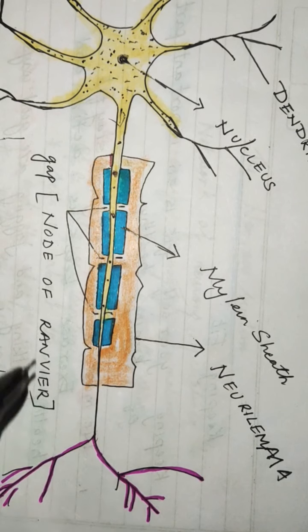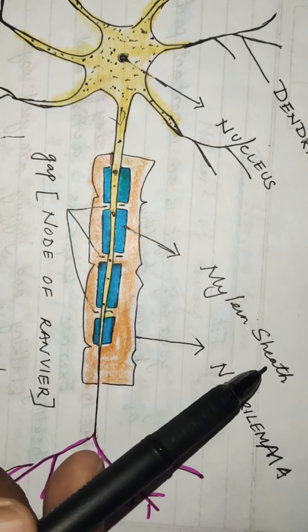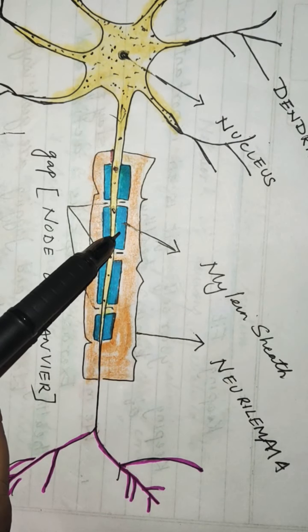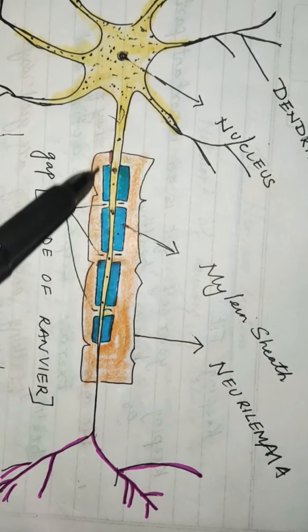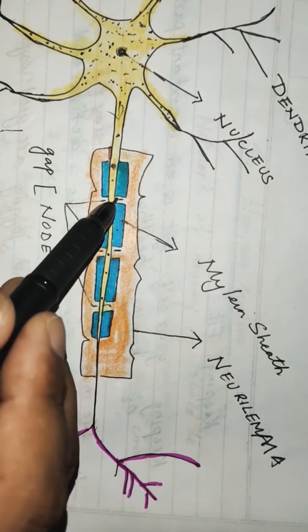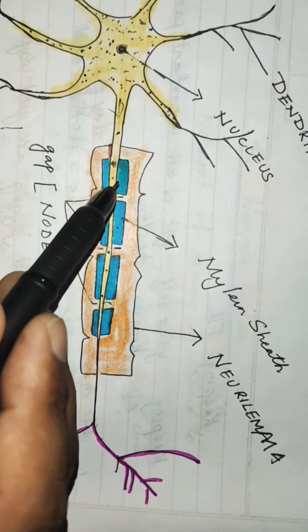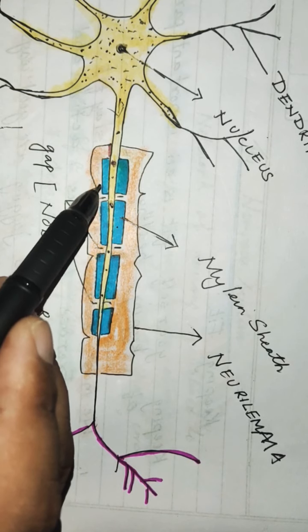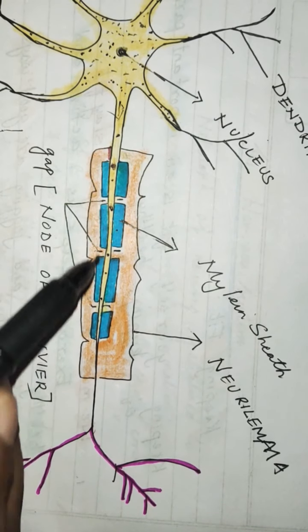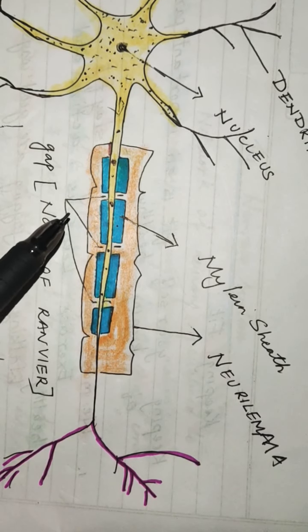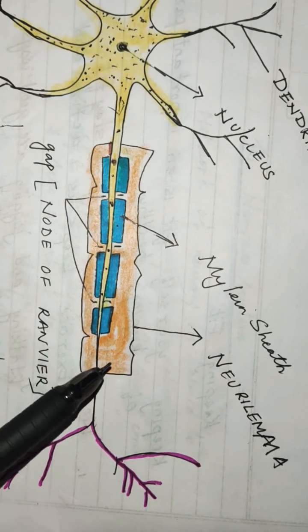Next one is myelin sheath. It is located beneath the neurilemma, marked in blue. The function is to increase the speed of nerve impulse conduction and prevent mixing of the impulse, so that this mixing is avoided. It makes the nerve impulse move in a straight line. So the main function of myelin is that it is an insulating covering and helps to move in a straight line.